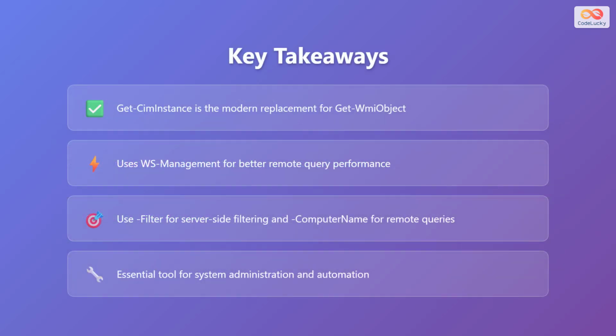Let's recap the key points. First, Get-CimInstance is the modern replacement for Get-WMIObject and should be used in all new scripts. Second, it uses the WS-Management protocol for better remote query performance and security. Third, use the -Filter parameter for efficient server-side filtering and the -ComputerName parameter for querying remote systems. Finally, Get-CimInstance is an essential tool for system administration and automation tasks. By mastering this cmdlet, you'll be able to efficiently gather system information and build robust PowerShell scripts.